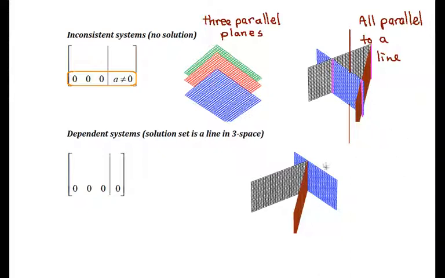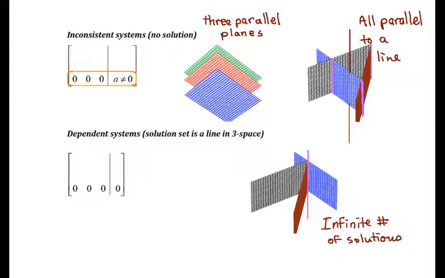The dependent system could, again, be all three planes actually being the same plane, but that's not the most common case. The most common case is where we get a solution set like this, where all three planes intersect not just in a single point, but in a line, and a line has infinitely many points, and therefore we get an infinite number of solutions in this case, just like we saw with the 2 by 2 system.